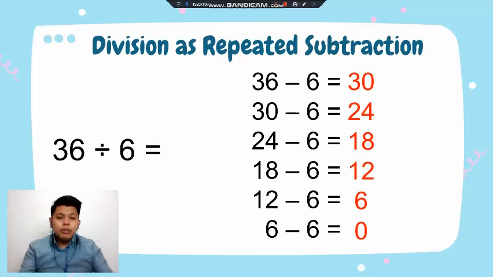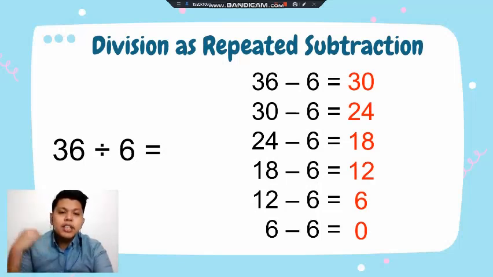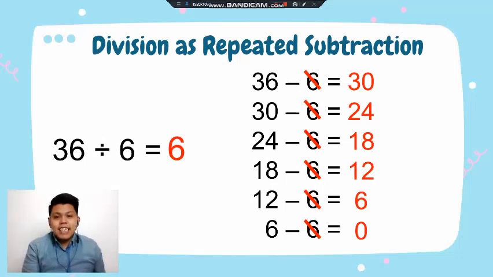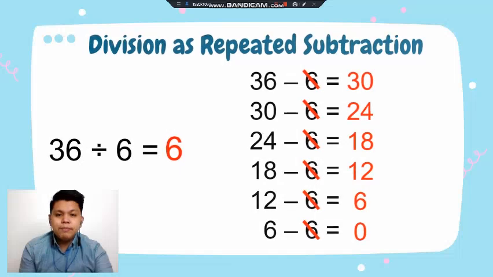Now, how do we get the answer? We simply count how many times we subtracted 6. So that is 1, 2, 3, 4, 5, 6. So our answer is 6. So that is division as repeated subtraction.